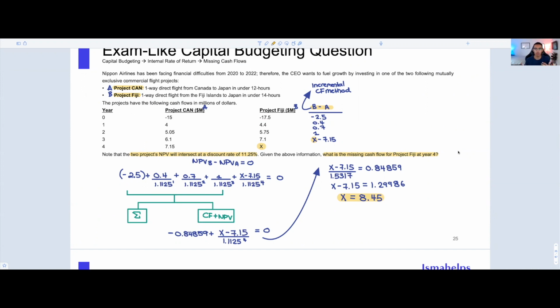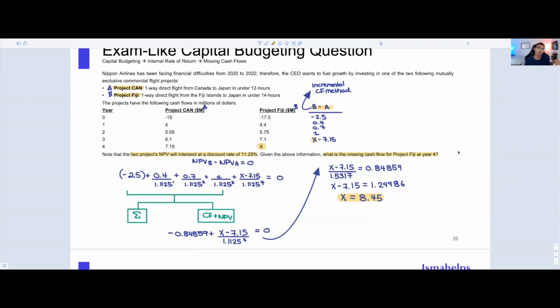I understand how it can be seen as something difficult. But by using your calculator to find the present value of all the different cash flows prior to year 4, that's one way to go about it. Or you could just do them one by one, so 0.4 divided by 1.1125 to the power of 1, and so on. It's the same thing, whatever works best for you. And then you can see that, yes, the answer is 8.45.